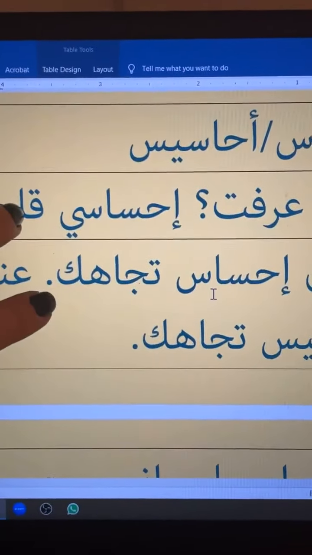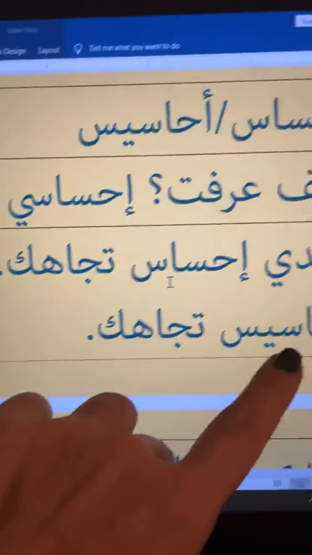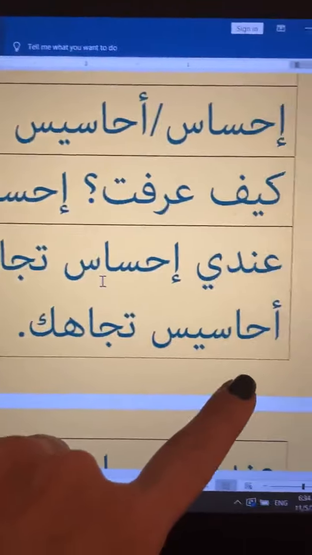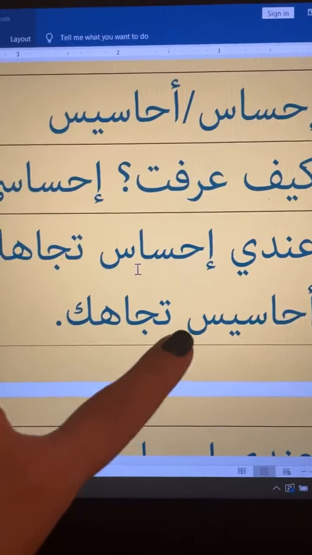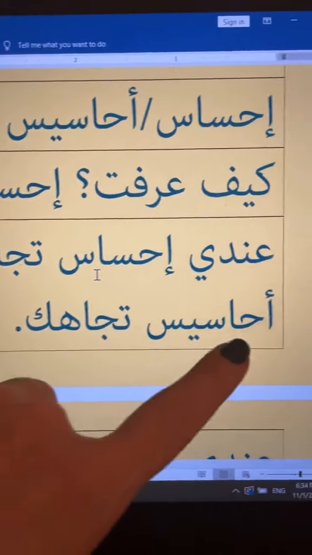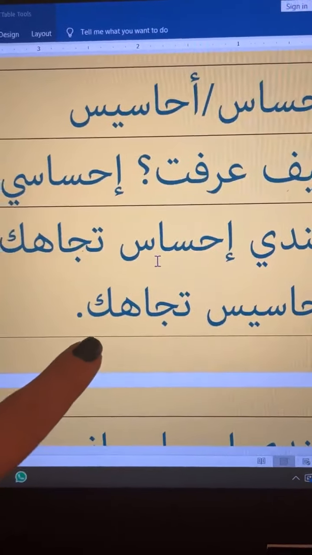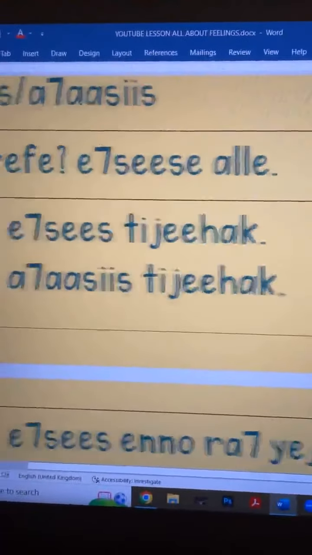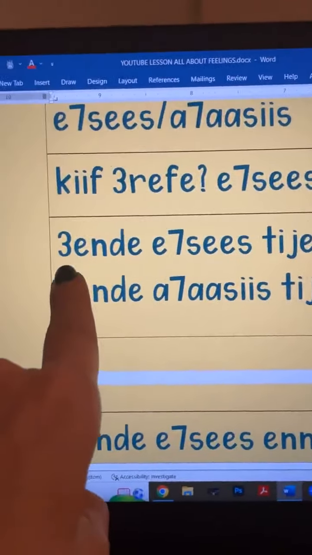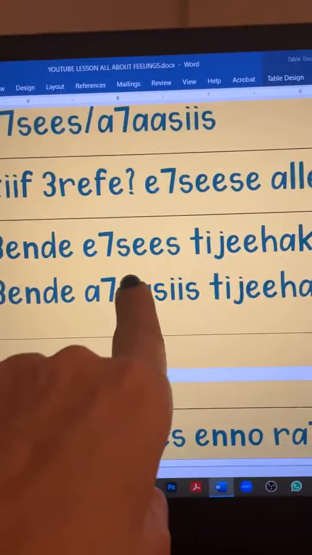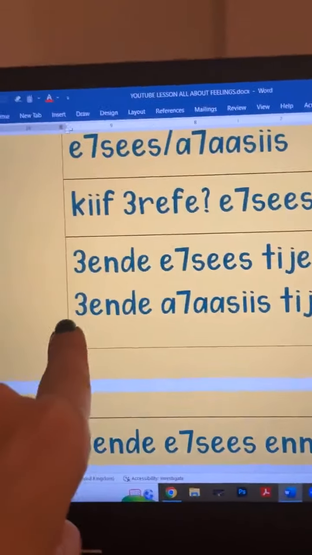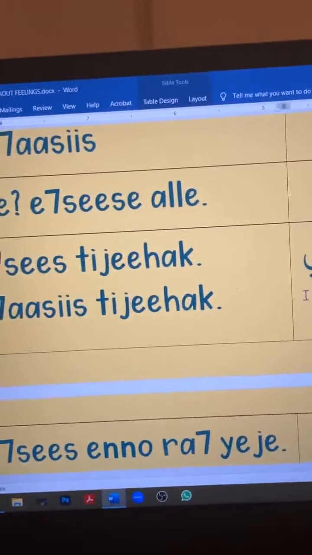عندي إحساس تجاهك. You can also use the word in the plural. عندي أحاسيس تجاهك. Let me show our people who don't know how to read Arabic. So عندي إحساس تجاهك. عندي أحاسيس تجاهك.